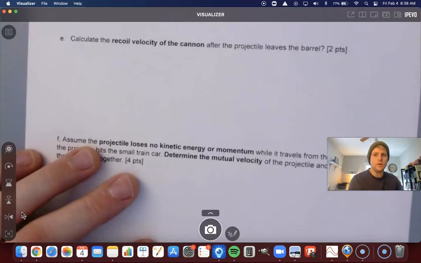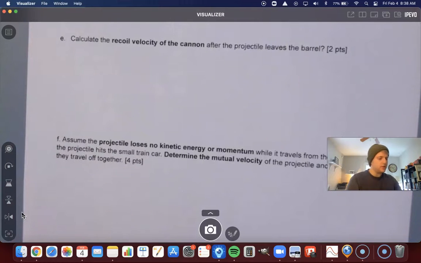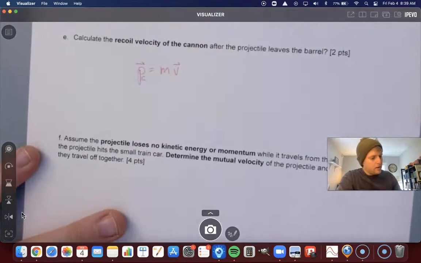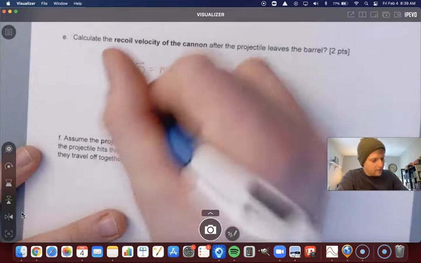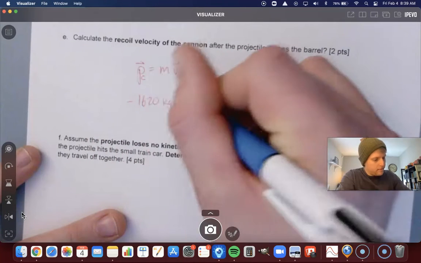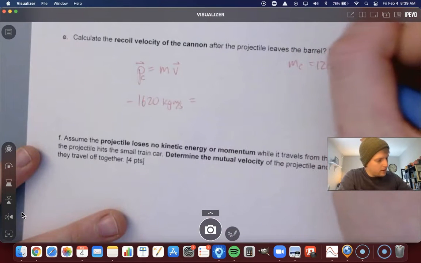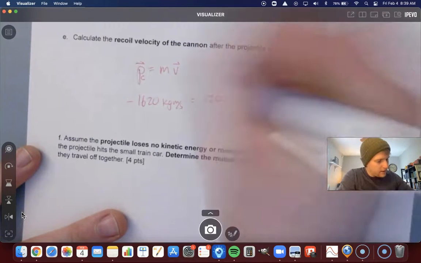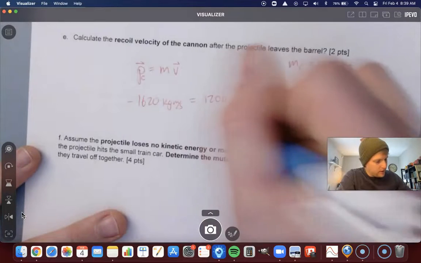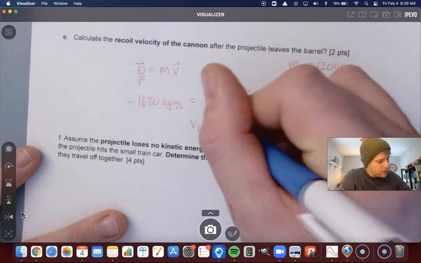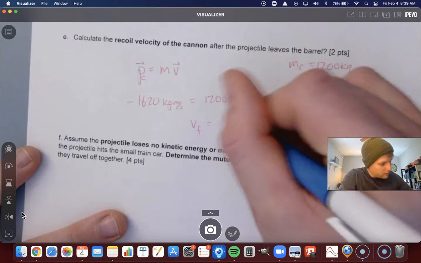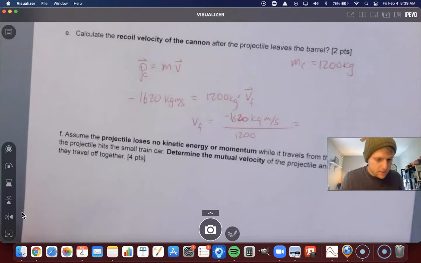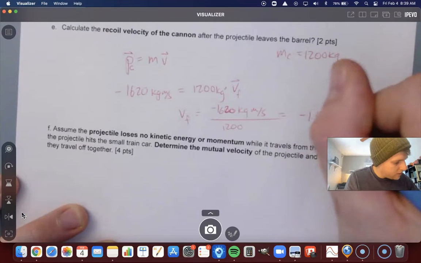So this says calculate the recoil velocity of the cannon after the projectile leaves the barrel. This isn't too bad. We know the momentum equation. This will be for the cannon. It's mv. We know this number is negative 1620 kilogram meters per second. We know that the mass of the cannon was 1200 kilograms. So if you plug in 1200 and we have the v final of the cannon, then we can solve for that. v final would be, divide both sides by 1200 kilograms, negative 1620 kilogram meters per second divided by 1200, and we get negative 1.35 meters per second.